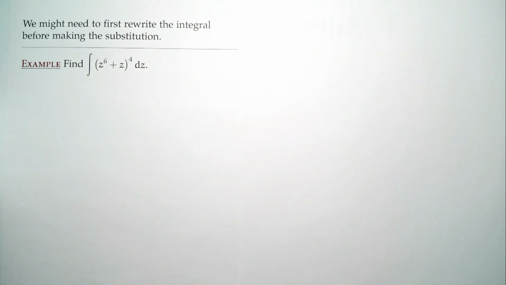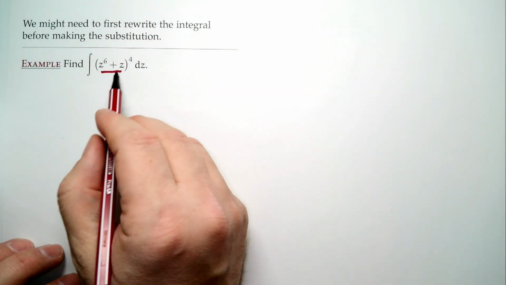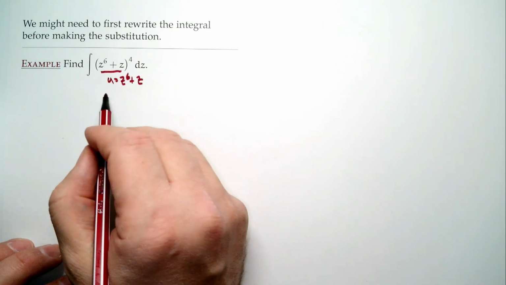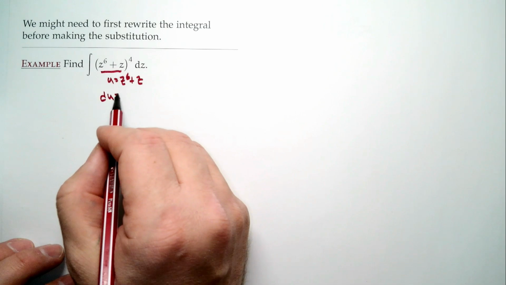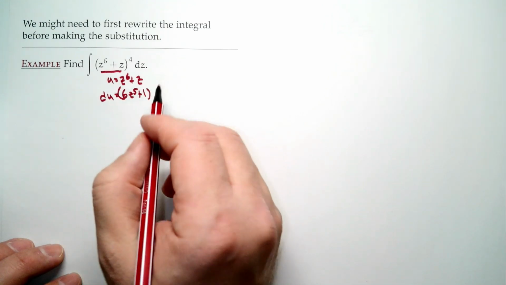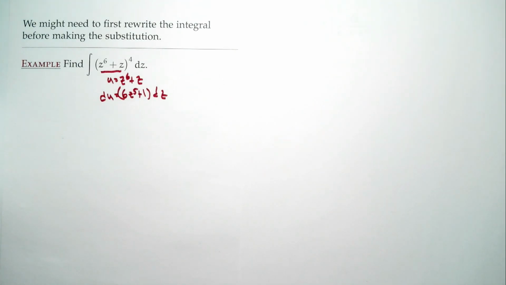Now, many of you, of course, are saying in your mind, that's easy, we just did this. We just will let u equal z to the sixth plus z, right? Because that's great, right? What's the problem? There's no du term. See, there's this 6z to the 5th plus 1. Hopeless. Hopeless. Can't do anything.